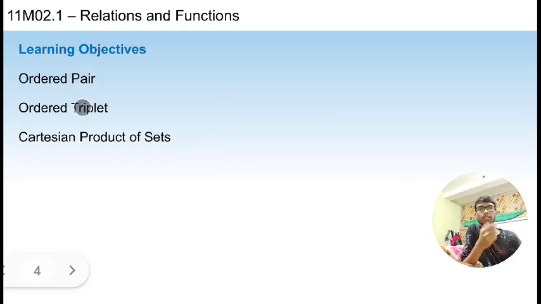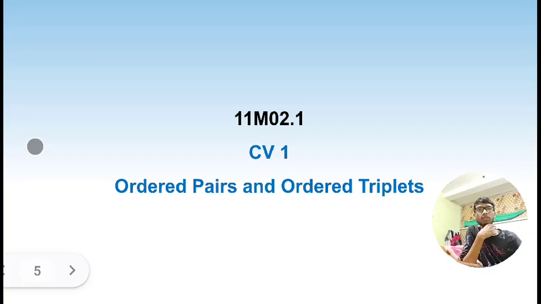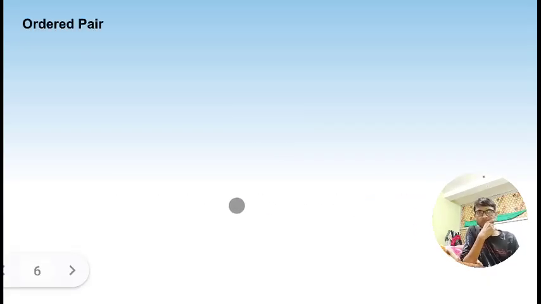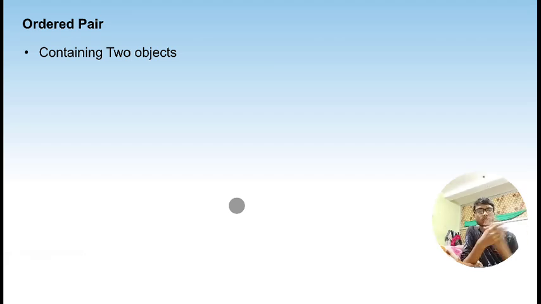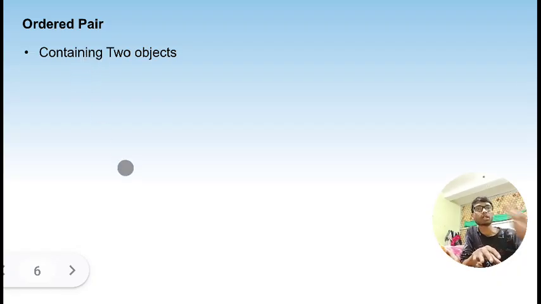Our learning objectives are ordered pair, ordered triplet, Cartesian product, and sets. Right? We have these learning objectives. So, ordered pairs and ordered triplets. What is an ordered pair and what is an ordered triplet? So let's see. An ordered pair contains two objects. When we say ordered pair, remember, it will contain two objects.